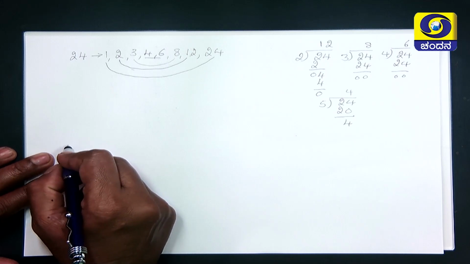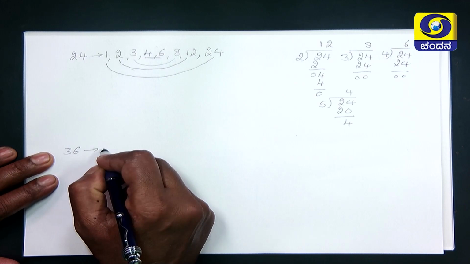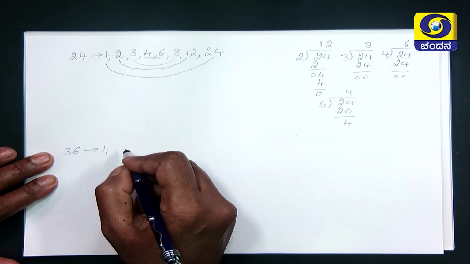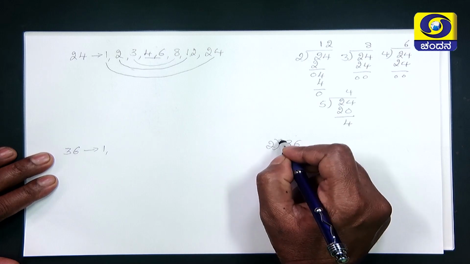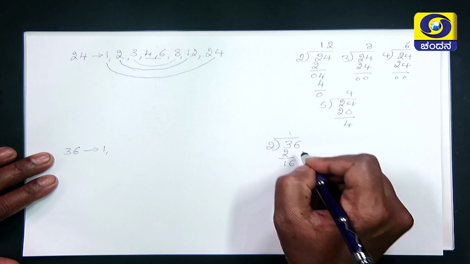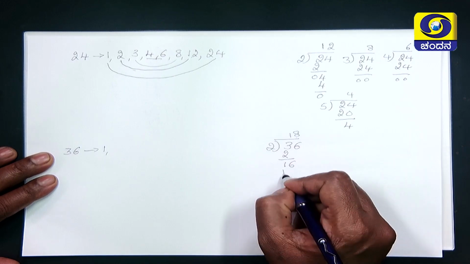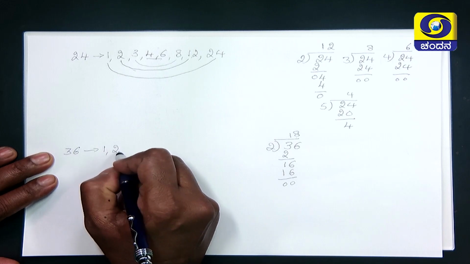Next, I will take one more number, that is 36. Yes, 1 is a factor of all the numbers. Next, take 36, divide by 2. 2 ones are 2, remainder 1, take 6 down, 2 8s are 16, remainder 0, write 2 as a factor.